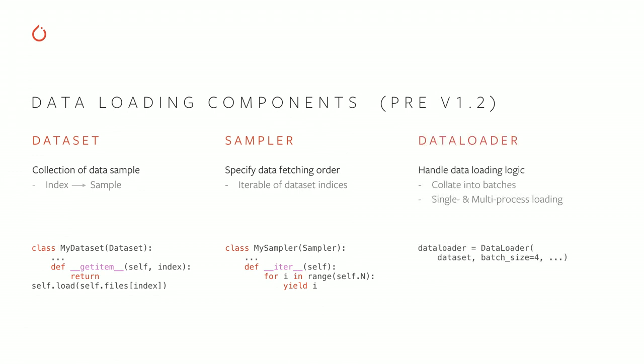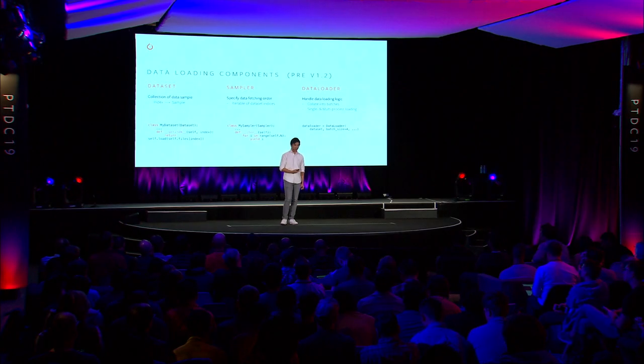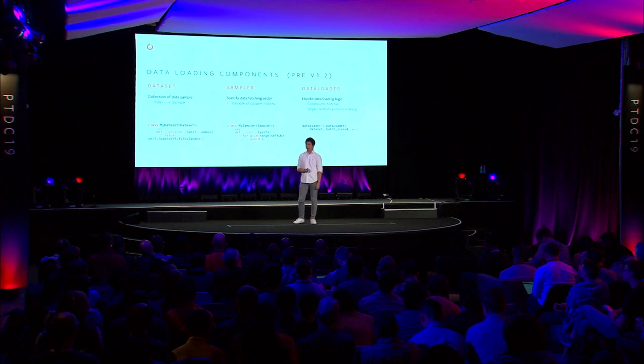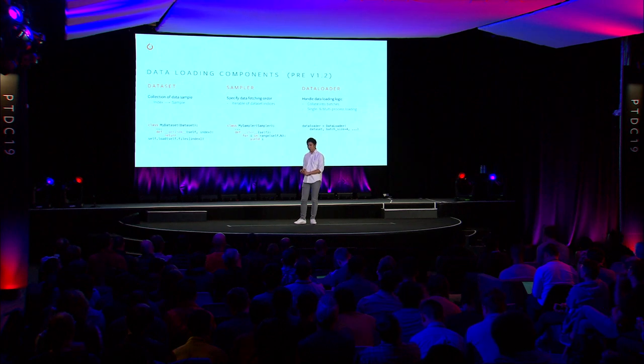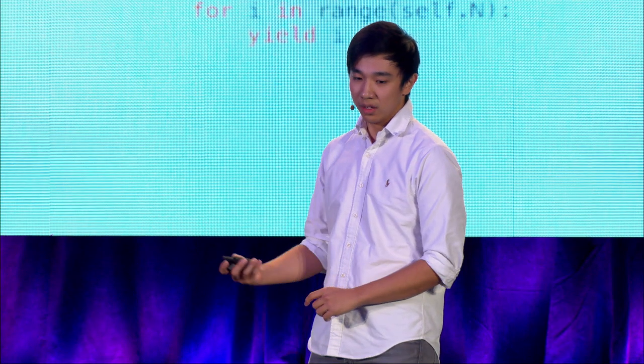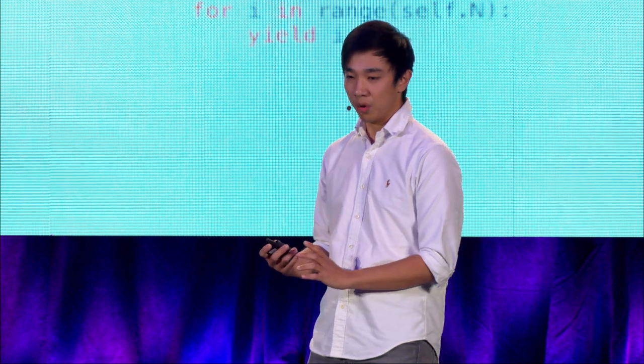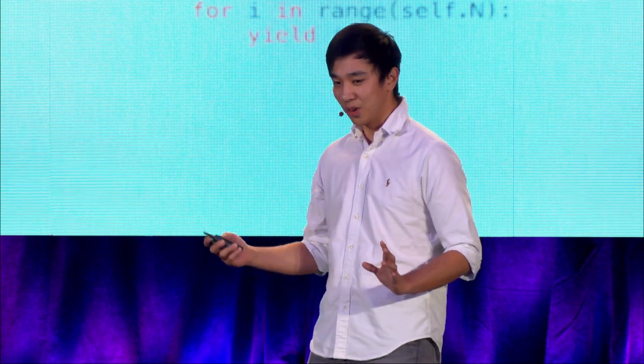And finally, probably the most important one that you will use is the data loader object. The data loader object is the entry point of the data loading pipeline. It combines the dataset and the sampler, and also provides functionalities such as single and multi-process data loading, as well as automatic collation into batches. If you specify that batch size equals 4, for example, then every time you ask for data from this data loader, it fetches the next 4 indices from the sampler, individually asks the dataset to get a data sample for each, and collates the list of 4 samples into a single batch.